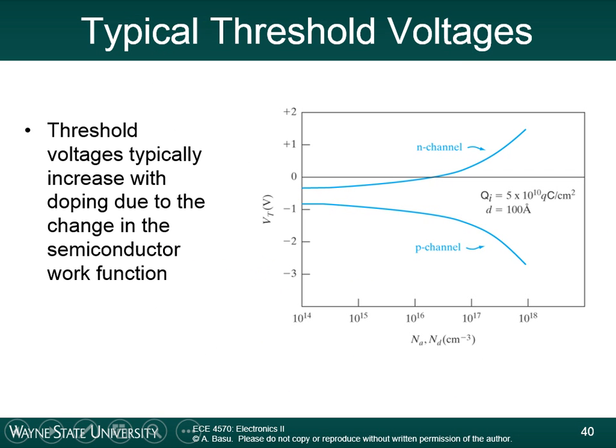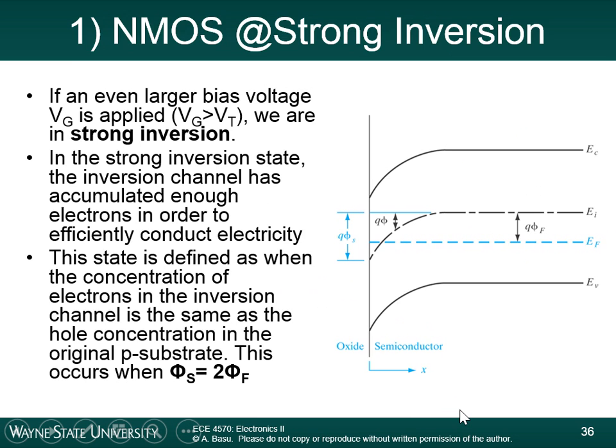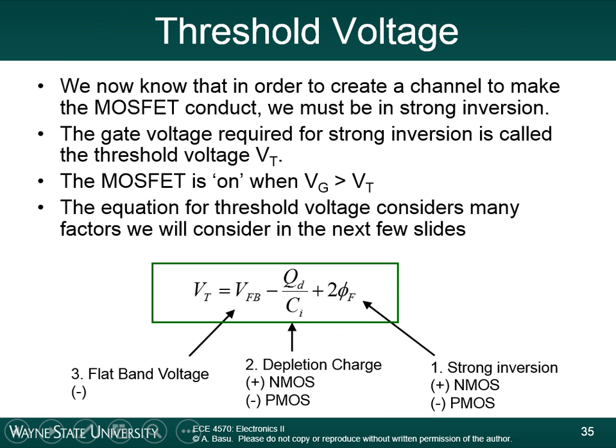So this chart shows typical threshold voltages and shows you how it changes with doping. In general, for an NMOS device, increasing the doping will increase the threshold voltage because you're increasing the amount of band bending required to flip the device from p-type to n-type. Okay, and I would like you to think about this on your own, how changing the substrate doping would change each of the terms in this equation.